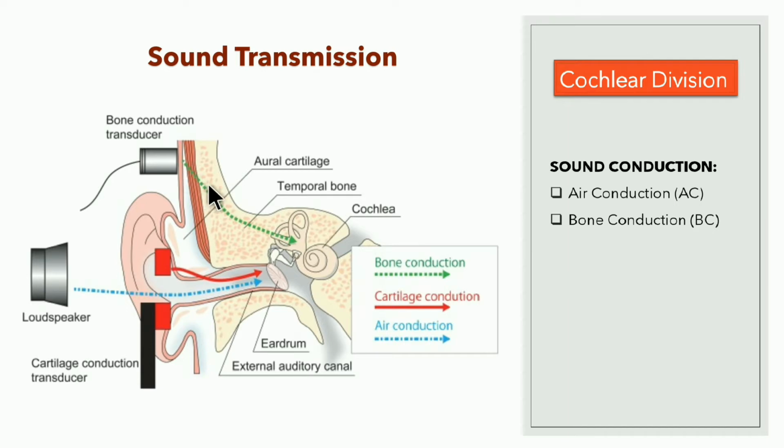And this skull bone will set up the vibrations, and these vibrations are immediately given to the cochlea. So bone conduction is an abnormal pathway of conduction. Air conduction is the normal pathway of conduction. So remember, air conduction is normal, bone conduction is abnormal.